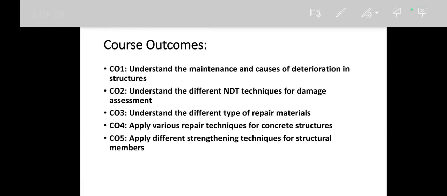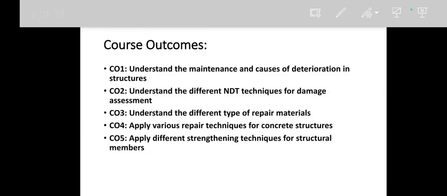Discuss with you the repair and rehabilitation of structure subject, the 5 unit content. So this is a brief introduction about the different units which you are going to study. The course outcome of this subject is that the first one deals with understanding the maintenance and causes of deterioration in structure. Second unit will study about the different NDT tests and the procedure for damage assessment.